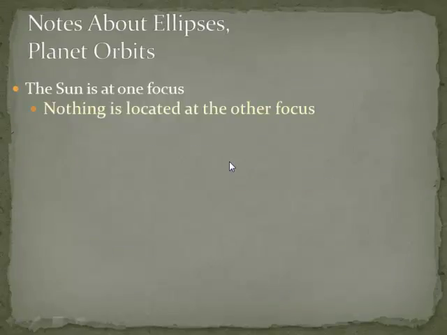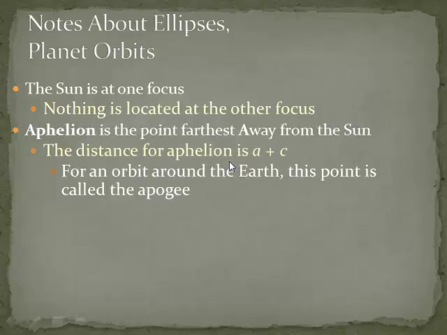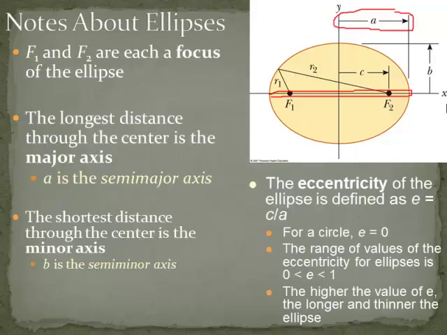So the sun is at one focus in an ellipse, and nothing typically is located at the other focus. The aphelion is the distance further away, and I usually remember aphelion because it starts with an A, and so does the word away. So if you add A and C together, you'll get the aphelion. So let's go back and look at that picture.